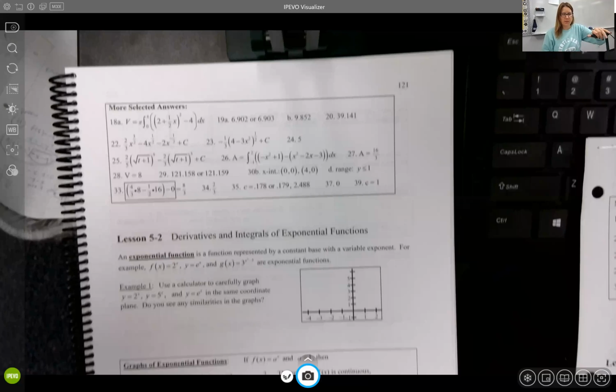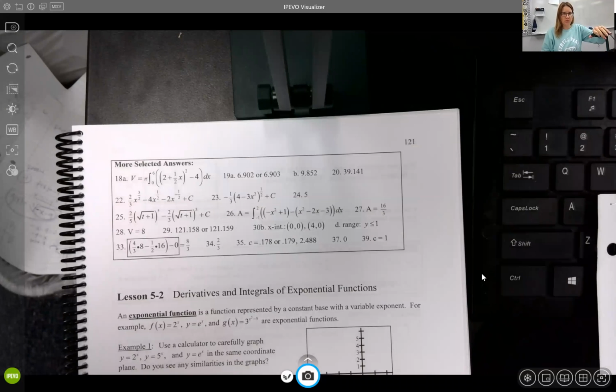Hey guys, I'm going to go over 5.2. We're going to start learning about exponential integrals and derivatives. So this is your notes for 5.2. Just follow along with your book.